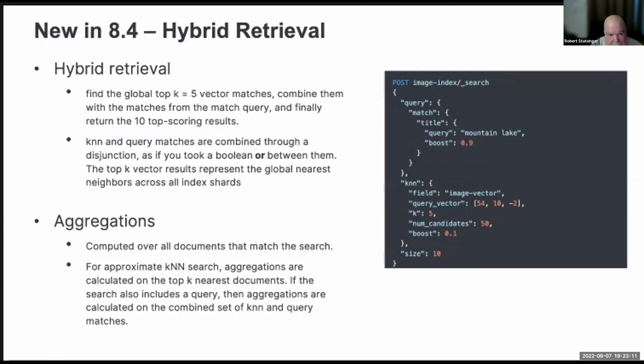And you can also do aggregations now. So you can compute aggregations; your aggs are computed over all the documents that match the search. For KNN, the aggs are calculated on the top k nearest docs. If the search also includes a query, the aggs are calculated on a combined set of the KNN and the query matches.